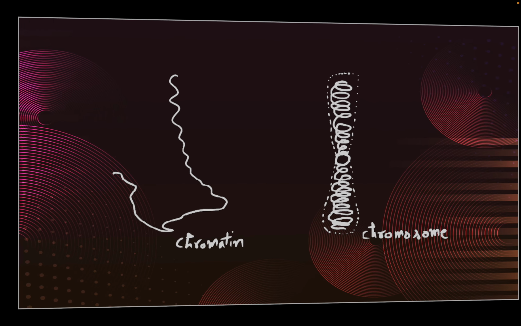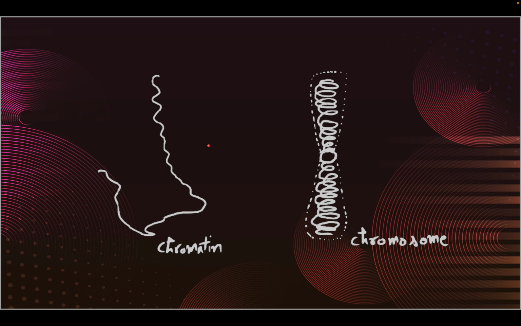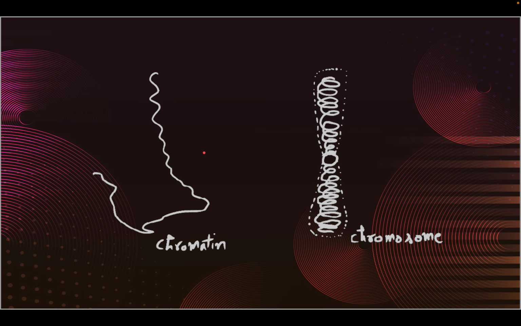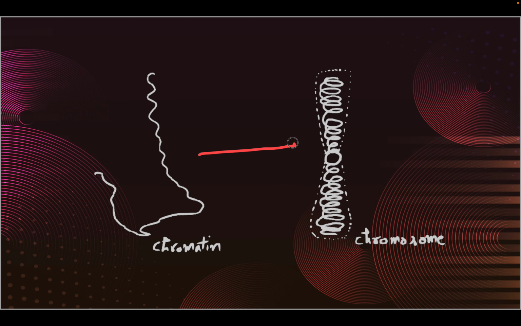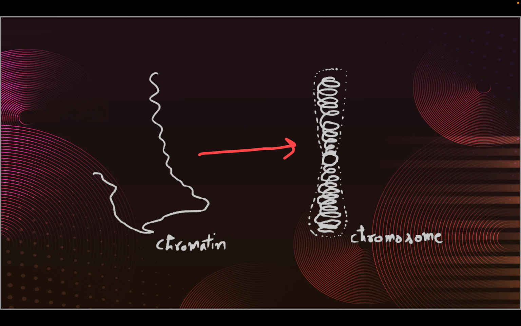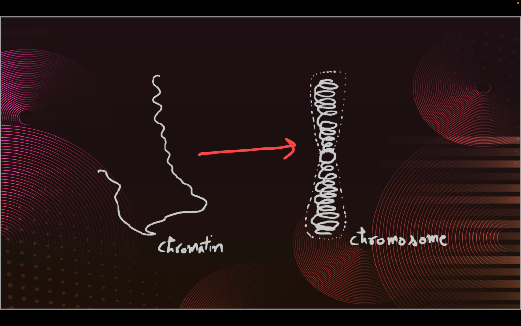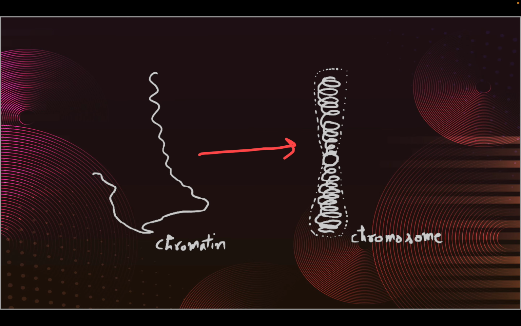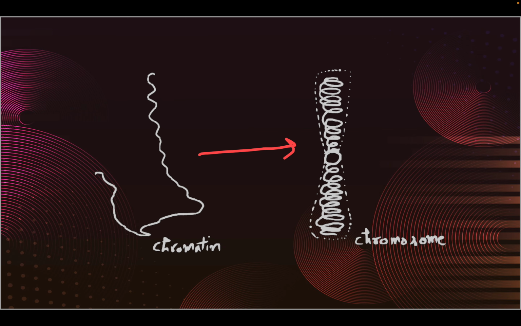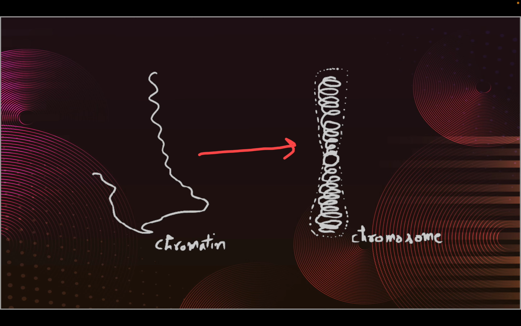Now, when this chromatin is very tightly packed and condensed, then what we get is chromosome. So the only difference between chromatin and chromosome is that chromatin is the loosely packed version of your genetic material, and chromosome is your tightly or very highly condensed version of your DNA molecules.